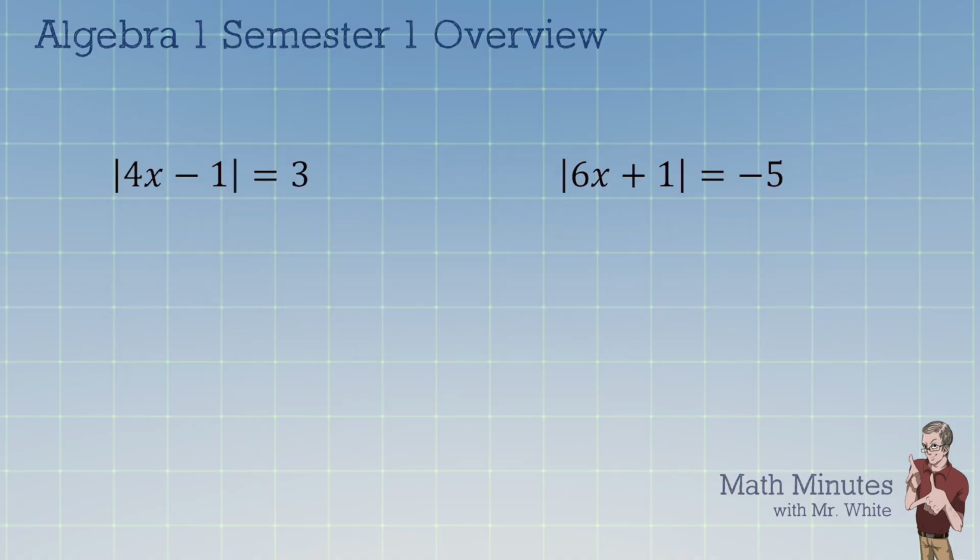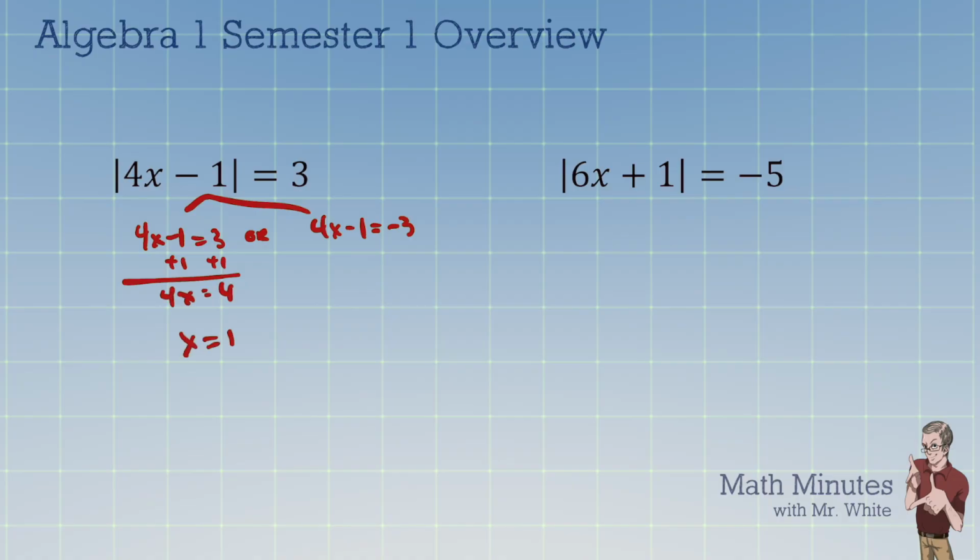Okay, here's 2 more examples of absolute value equations. They're really easy once you get the hang of it. You need to branch them off. So 4x minus 1 equals 3, or 4x minus 1 equals negative 3. You then just solve like we did earlier in the course, and you get your 2 answers. So x equals 1.